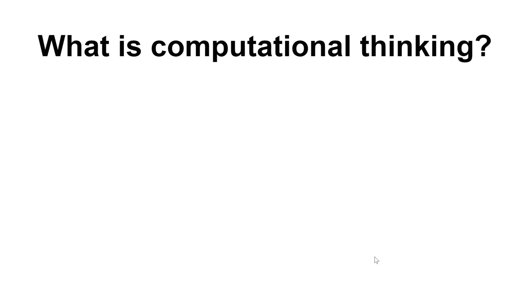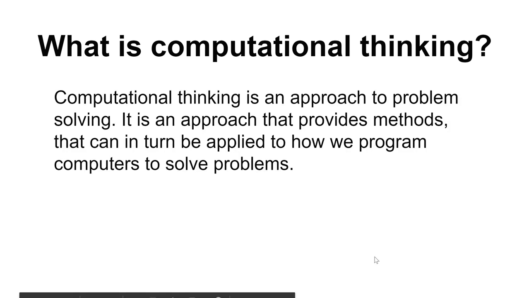So, what is computational thinking? Well, computational thinking is an approach. It's a way of solving problems, of thinking about problems. It's a toolkit which can be used to solve problems and be used to program computers to solve problems. So that sounds like a mouthful. So what does that mean? It's a way of solving problems, a toolkit that can be used to solve problems. Okay, let's have a look.